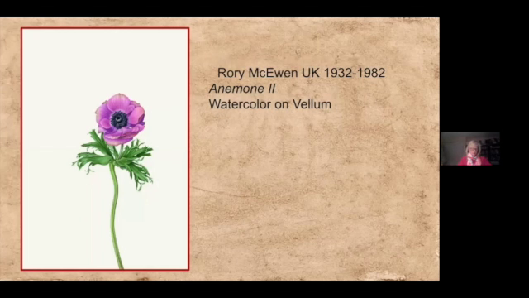So now we're heading towards some more contemporary artists. These are artists of the 20th century. Rory McEwen, who was born in Scotland in 1932 and passed away in 1982. I just love this painting because it looks like a little animated person to me. The way he puts it on the blank page and focuses all of the energy right into that beautiful purply blue flower. He was considered one of the greatest painters of tulips since the Dutch masters of the 17th century.